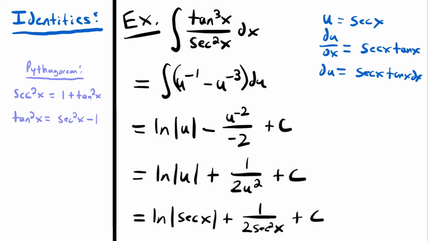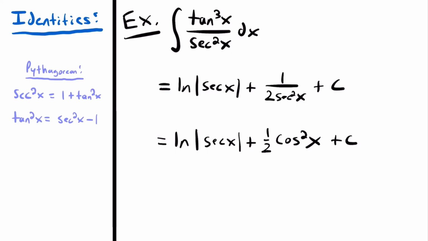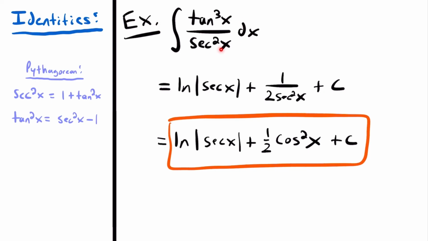Okay, so if I clean up my work here, since we know that 1 divided by secant squared x is the same as cosine squared x, we'll have that this is equal to the natural log of the absolute value of secant x plus 1/2 times cosine squared x plus c. Right, I just pulled that 1/2 to the outside from that trig function, so that when we changed it to cosine squared x, we have 1/2 times cosine squared x. All right, this is the final answer to this trigonometric integral.